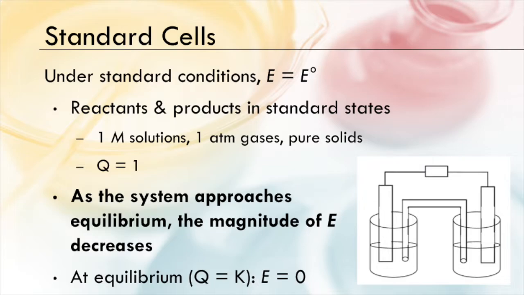As an electrochemical reaction under standard conditions proceeds towards equilibrium, the magnitude of E, the cell potential, decreases, closer and closer to 0. At equilibrium, the cell potential is 0. That's also when Q is equal to K and delta G is equal to 0.